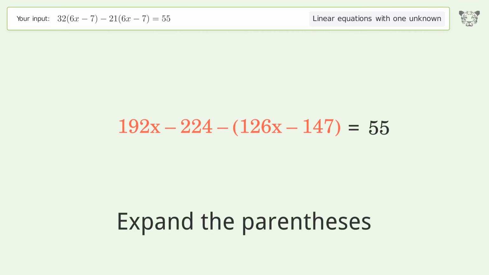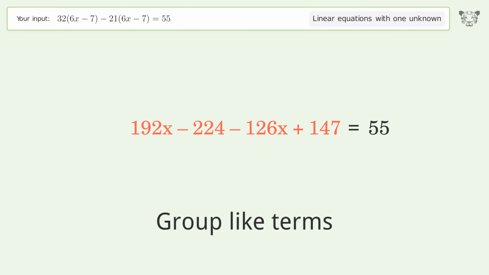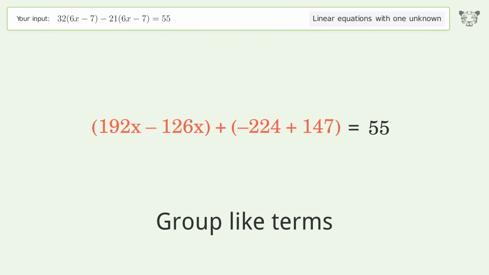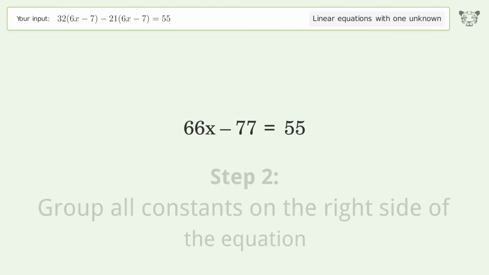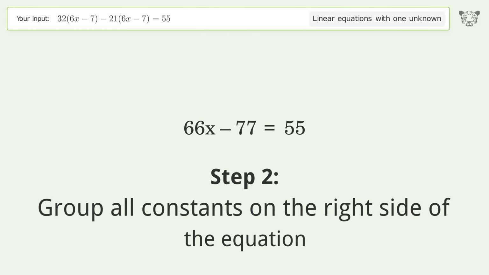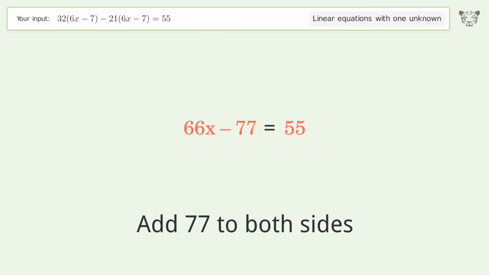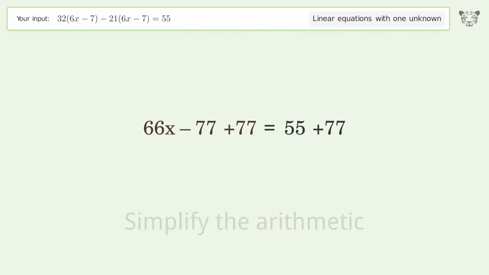Expand the parentheses. Group like terms. Simplify the arithmetic. Group all constants on the right side of the equation. Add 77 to both sides. Simplify the arithmetic.